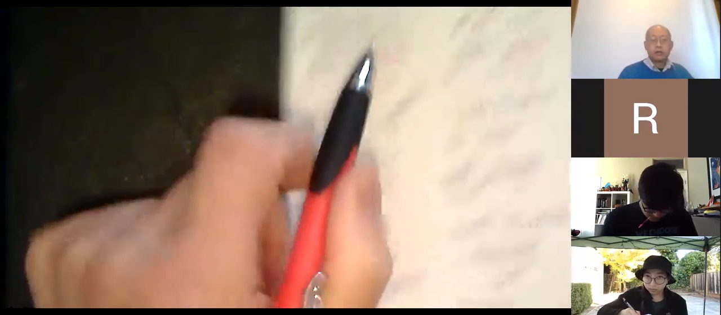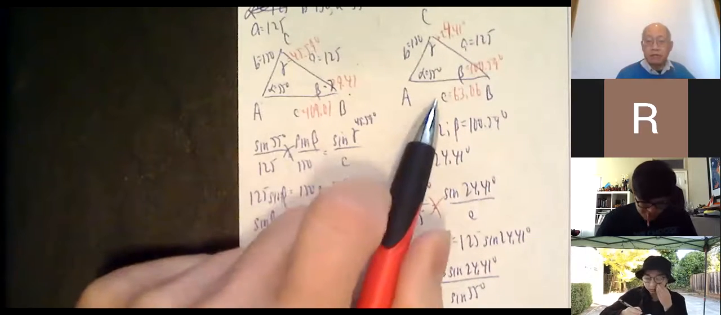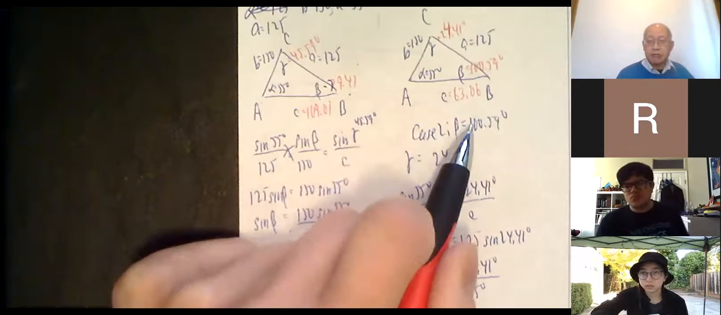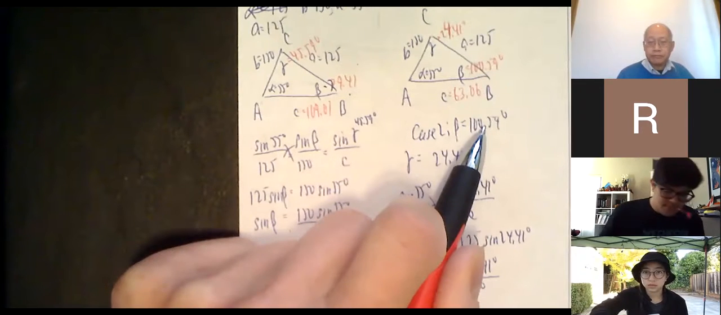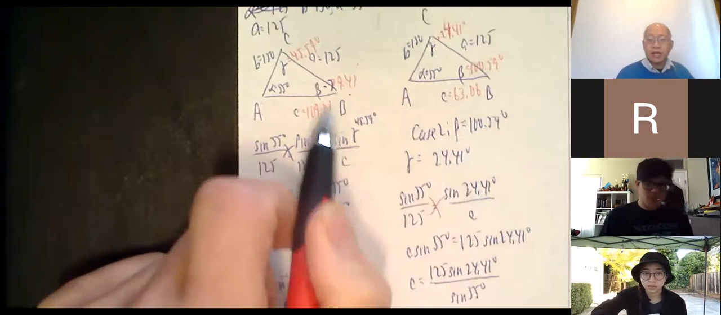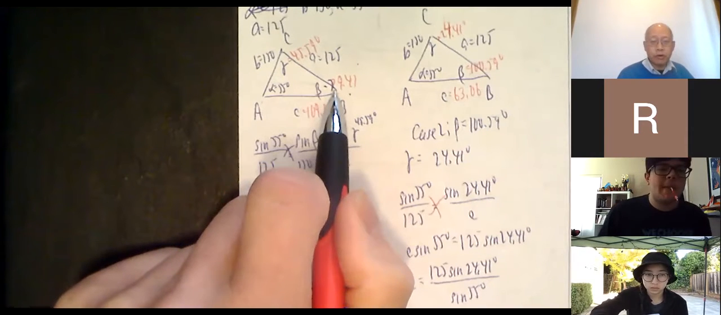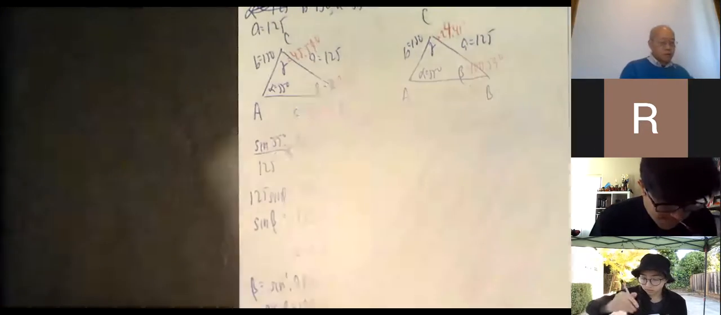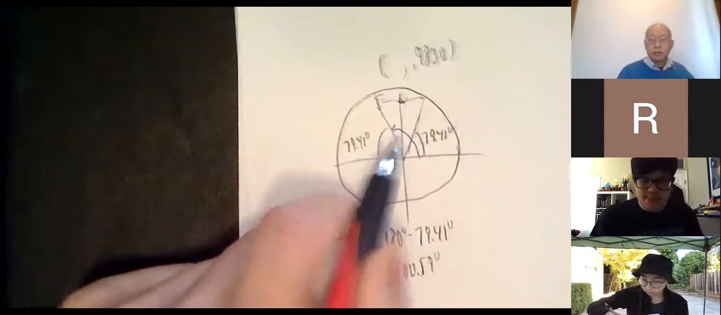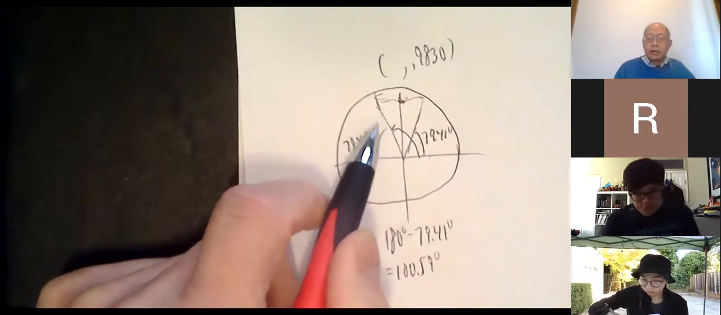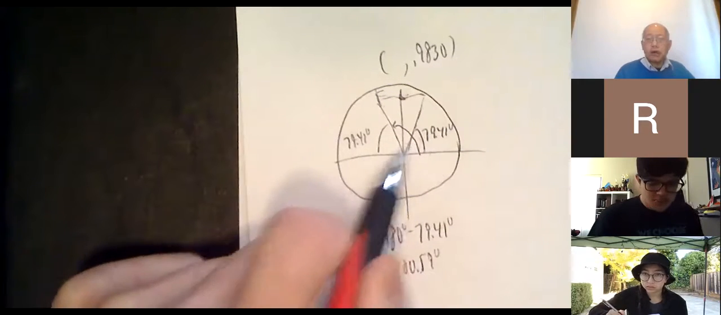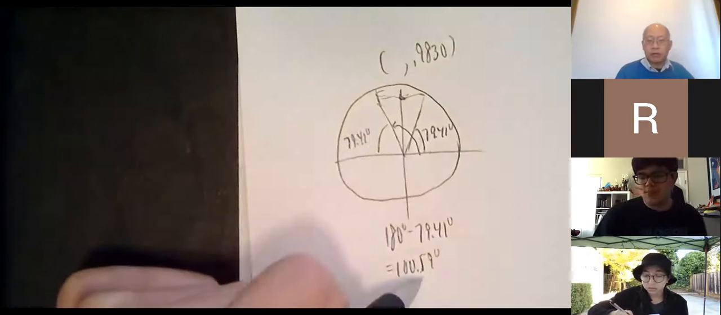Now for case 2, same thing, but remember we said beta could also be 100.59 degrees. So this is case 2, beta is 100.59 degrees. How did I get that? Again, it's 180 minus 79.41. That's based on this picture. There are 2 angles whose sine comes out to be 0.930: 79.41 degrees, and also 180 minus 79.41, or 100.59 degrees.